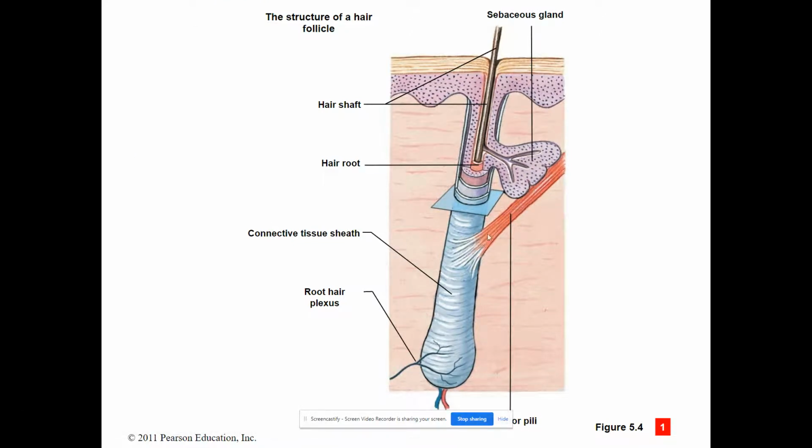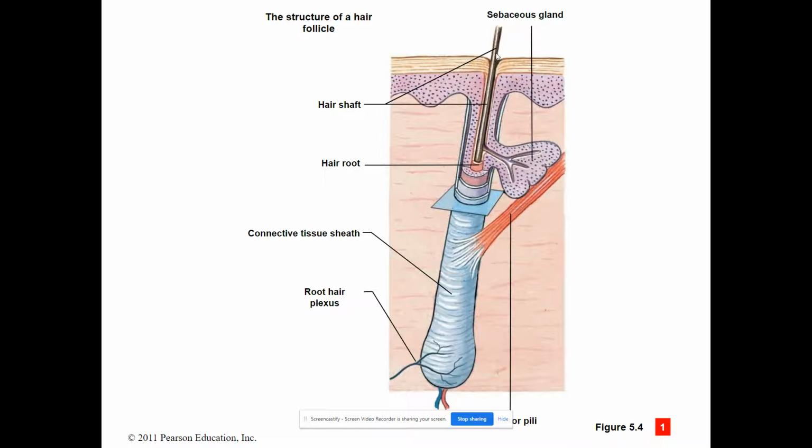So this is the arrector pili muscle. Remember this from the first section. It's an involuntary muscle. It pulls on this hair follicle to make it stand up for goosebumps. This is the sebaceous gland right here. It's kind of a bulbous, usually a triple bulb gland here. And when the arrector pili muscle contracts, it also pushes out the oily secretion called sebum from the sebaceous gland. So it has two functions: goosebumps to make your hair stand up straight to keep you warmer, and also to secrete sebum from the sebaceous gland.